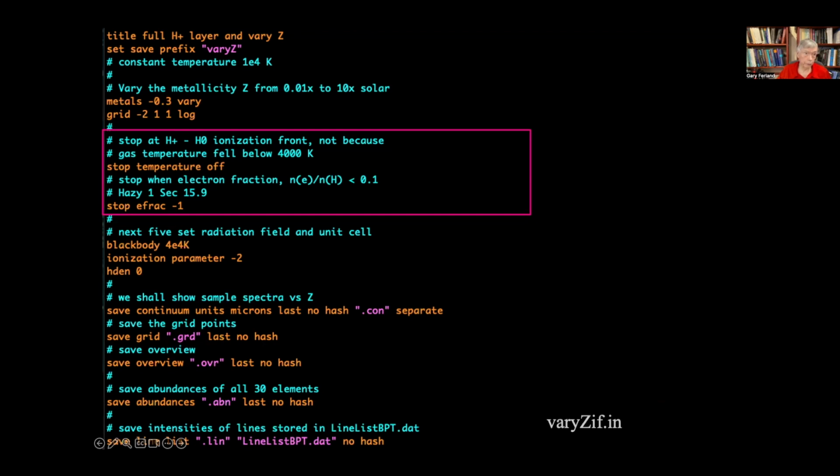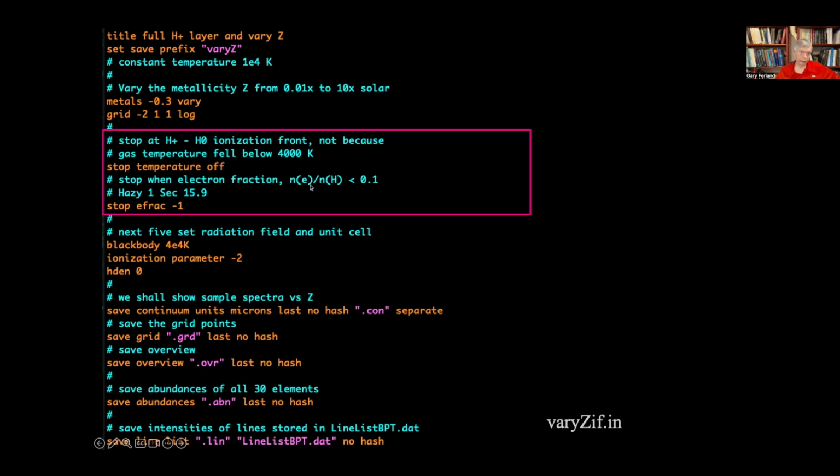So the purpose here is we want to make a model. You see the title. We want to make a model of a whole H II region going from the illuminated phase to the ionization front. So there's two things we have to do to get Cloudy to behave. First of all, we have to turn off the temperature stop criteria. So the stop temperature command allows you to change the lowest temperature allowed, and we're just going to turn it off. If we do that, we have to tell Cloudy where we do want to stop, else it'll just keep going. We want to stop at the hydrogen ionization front. So there's a trick to do that with this efrac command.